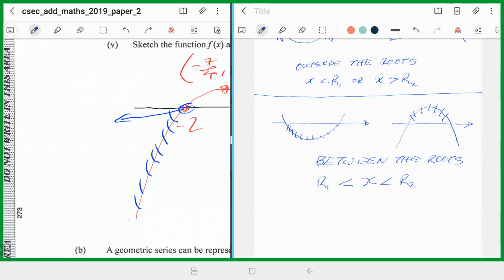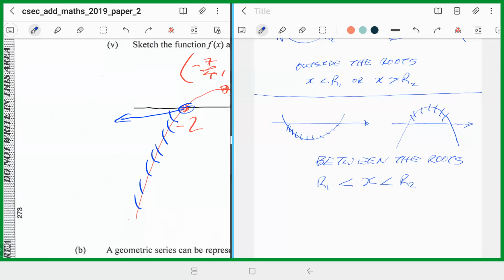And if equal is on your inequality, then all you have to do is add the equal to this, and add the equal to this. If equal is on your inequality, it means that you also want the roots. You're putting the equal in your result as well. All right? That is it. Outside the two roots and between the two roots.